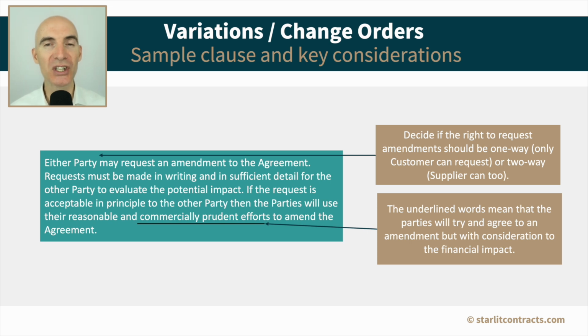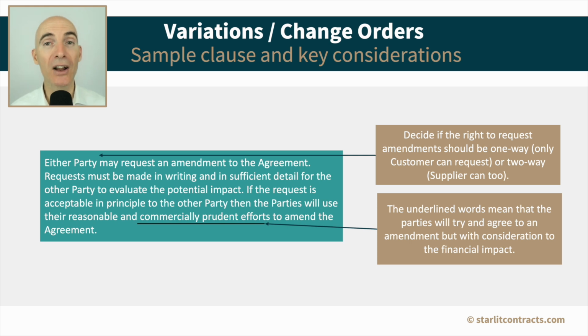A first point to consider is whether the right to request an amendment to the contract should be one-way or two-way. If it's one way, that would typically mean that it's only the customer who has the right to request, to instruct, or even to mandate amendments to that contract. If it's two-way, then that would typically mean that both the customer and the supplier have the ability to request those amendments to the contract.